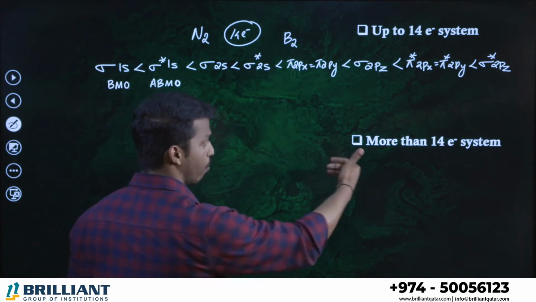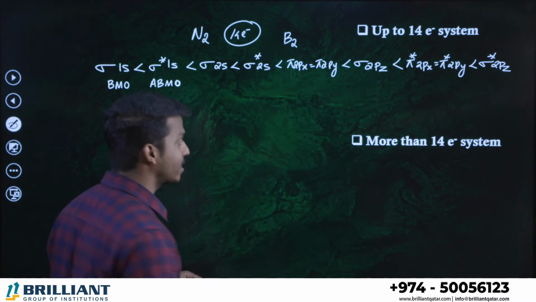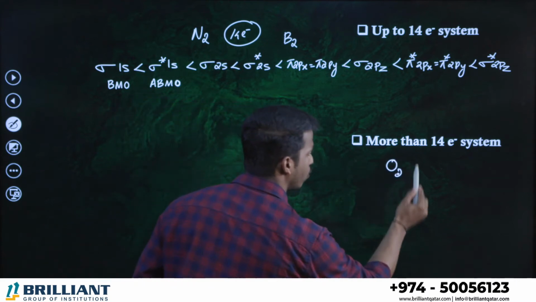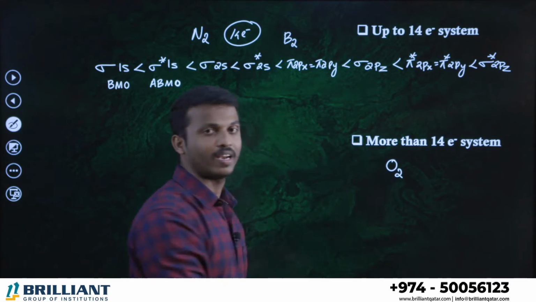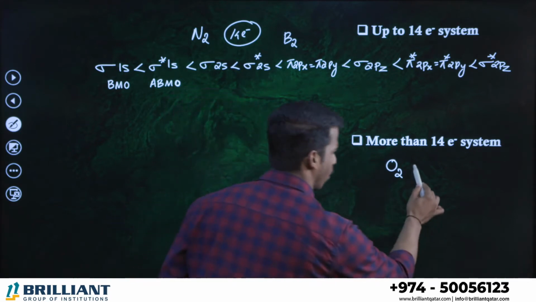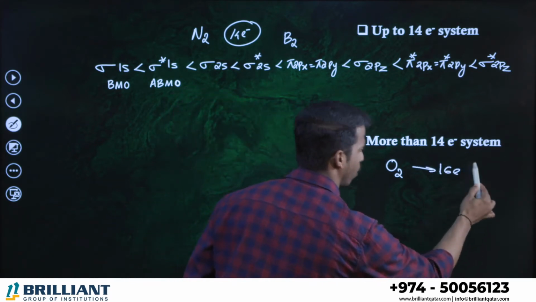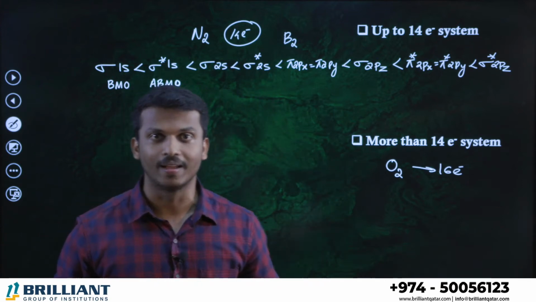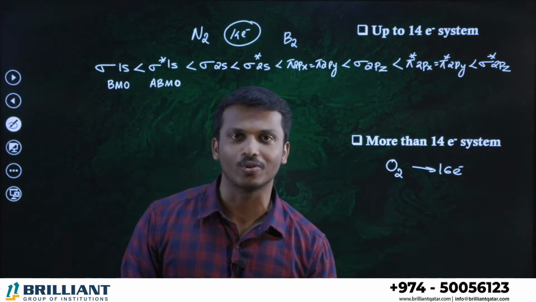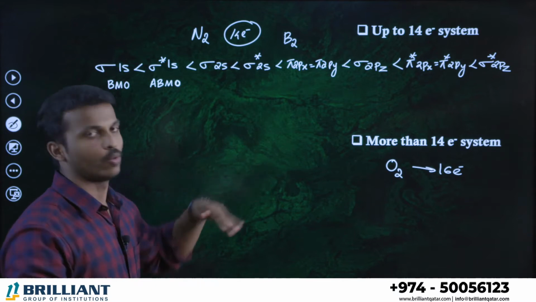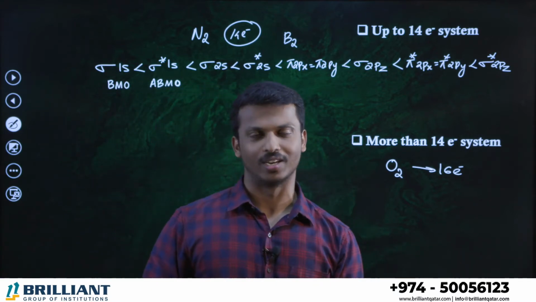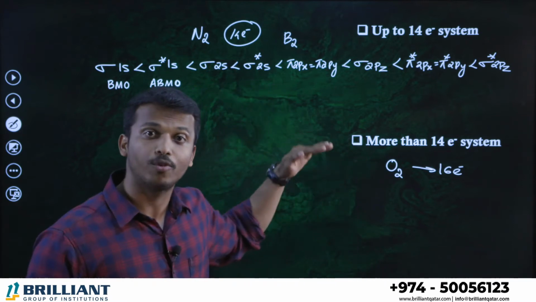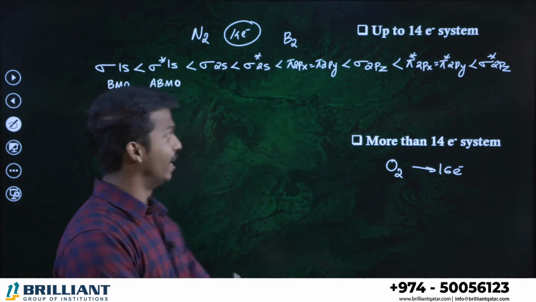Then what about more than 14 electron systems? For example, the O2 molecule. One oxygen contains 8 electrons, so the O2 molecule contains 16 electrons. This is more than 14, right? So what do we have to do there? We have to apply another equation for more than 14 electron systems. It's simple. If you know up to 14 electrons, this is so easy.